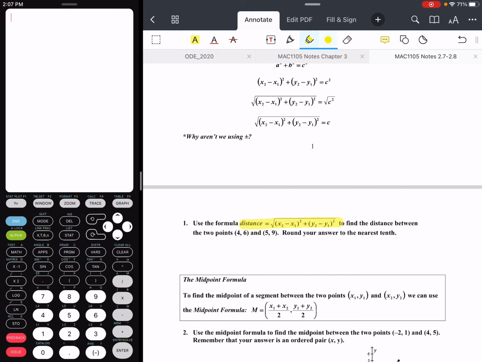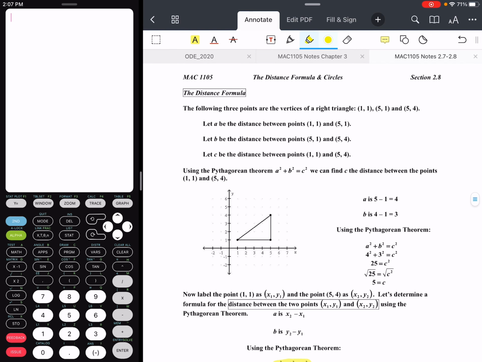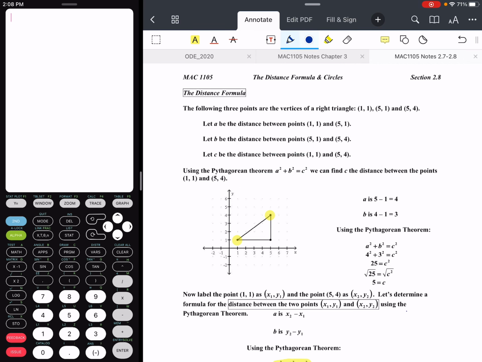looking formula, but it comes from a familiar formula, which is our Pythagorean theorem, a squared plus b squared equals c squared. So if we take a look at this graph here, we've got the point 1, 1, and then we've got the point 5, 4, right? So suppose that I wanted to find the distance between 1, 1 and 5, 4. So I want to find this distance, right?